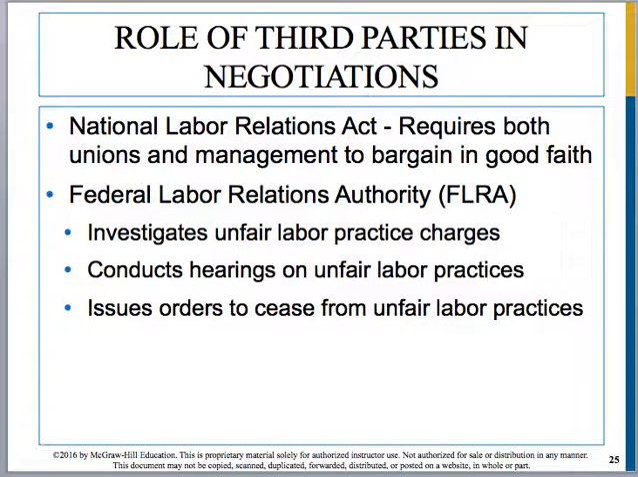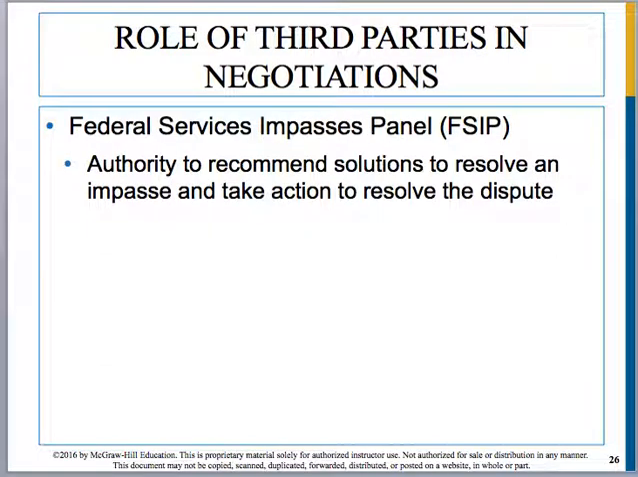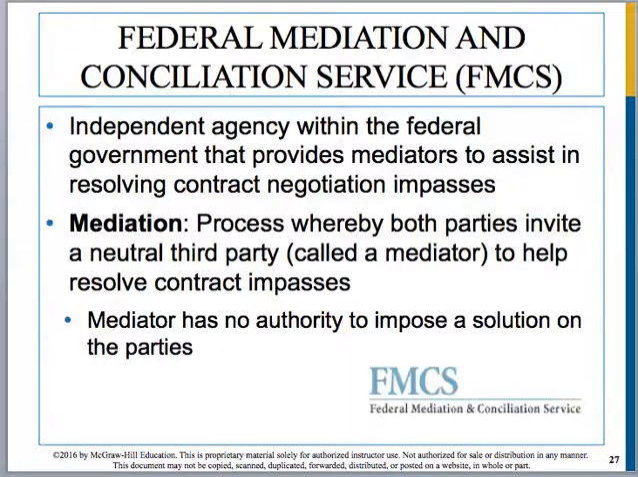You have the NLRA, which requires both unions and management to bargain in good faith. The FLRA will investigate any unfair labor practice charges. They'll have hearings on unfair labor practices, and they'll also issue orders to cease unfair labor practices. FSIP has the authority to recommend solutions to help resolve an impasse that takes place during a dispute. And then we look at the FMCS, an independent agency within the federal government that provides mediators to help with contract negotiation impasses.